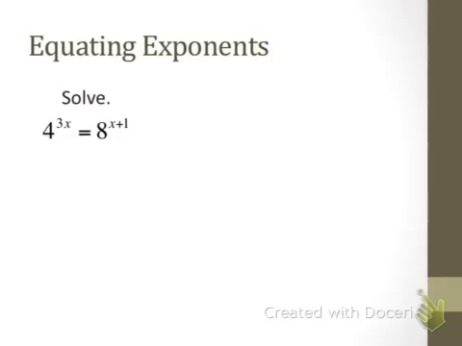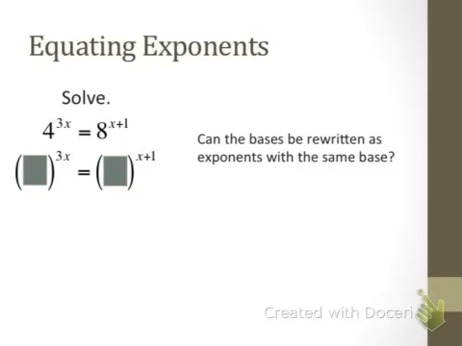Well, in this case, one of the first things you can always ask yourself is, can I rewrite the bases so that they have the same base? So can I take the bases that are here right now, which are the 4 and the 8, and rewrite them somehow so that they would have the same base? I think you could see that yes, you can. The 4 can be written as 2 squared. And the 8 can be rewritten as 2 cubed.